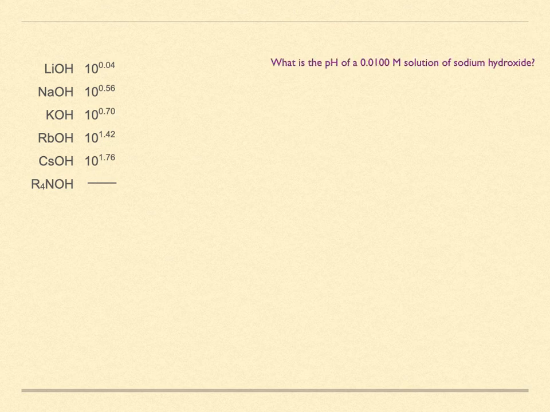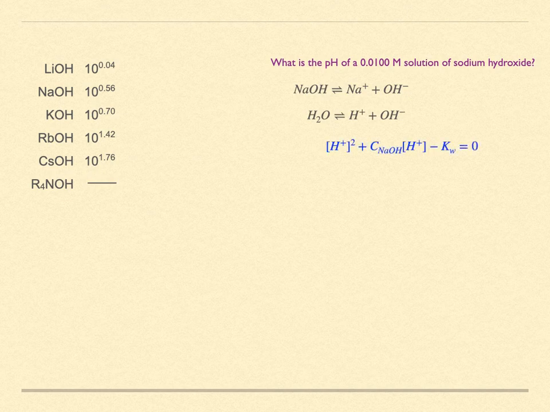An example: what is the pH of a 10 millimolar solution of sodium hydroxide? Here are the two equilibria. You can set up the mass and charge balance equations and solve them as before. You can choose to solve for the hydronium ion, and you almost get the expression we had before. Look at the sign for the second term. It's just the opposite of what we had before.